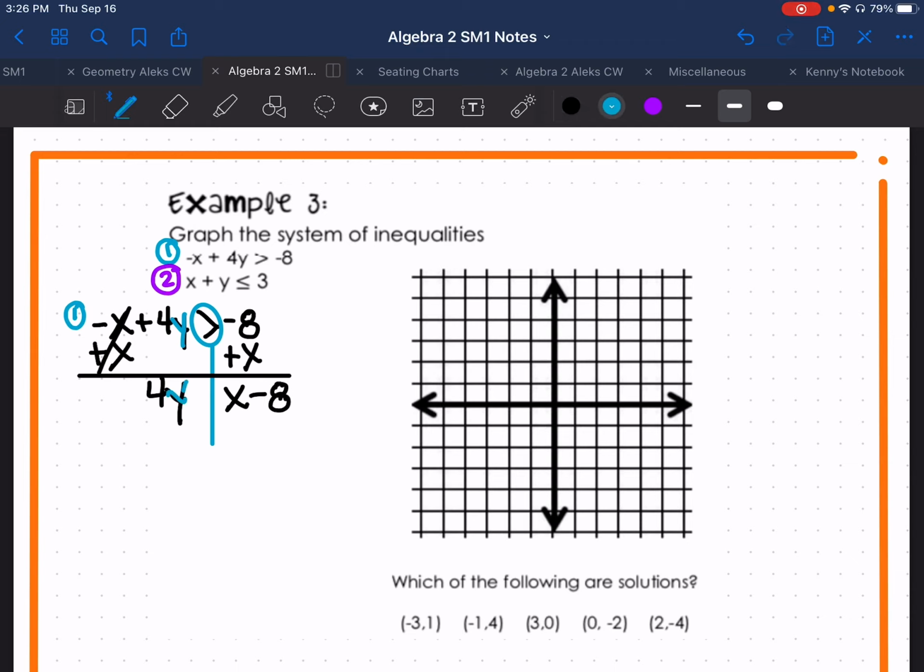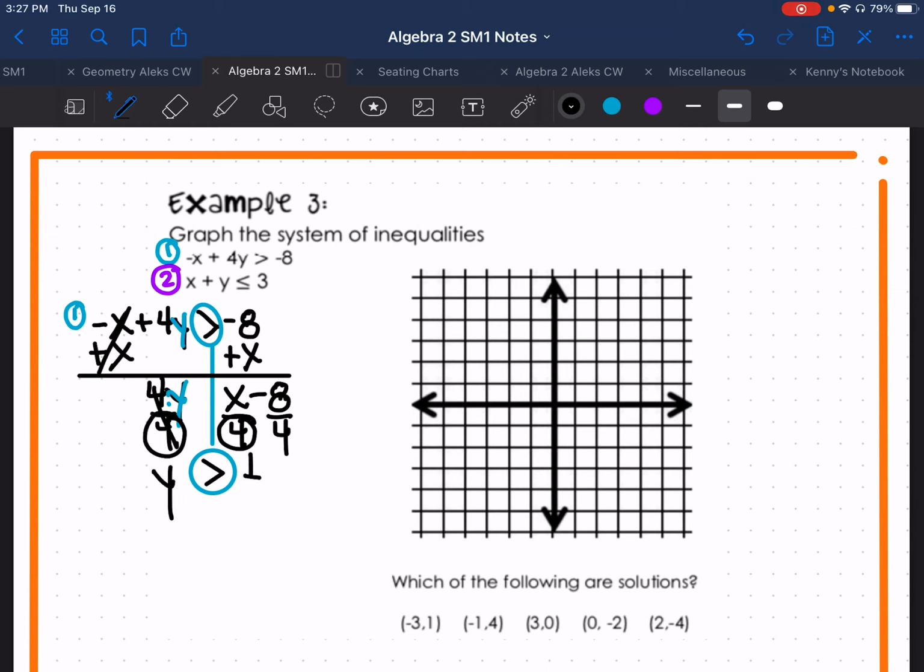Remember, whenever there's a number in front of the variable, we are hiding multiplication. So to get rid of it, we're simply going to divide. This is where I'm going to look to see if I should flip my inequality. Notice that the number that I'm dividing by is positive, so my inequality will stay exactly the same.